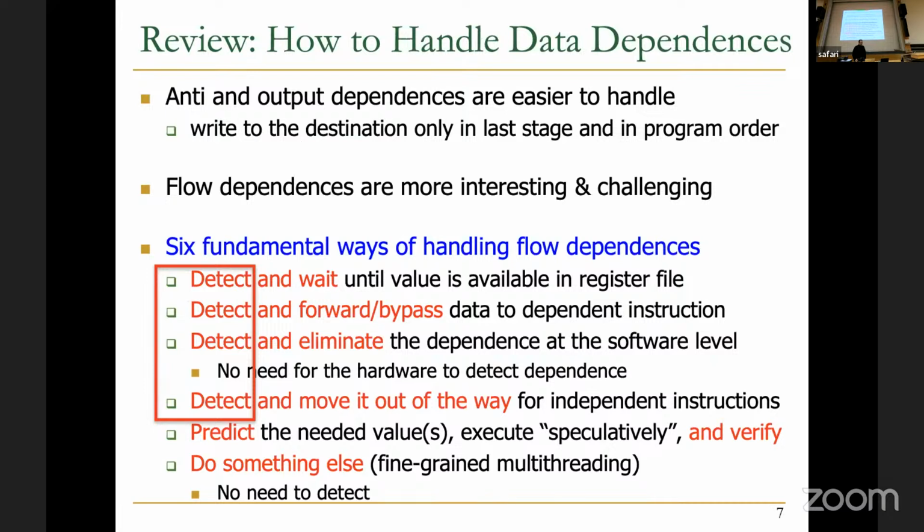So flow dependencies, which are read after write, are more interesting and challenging. And we saw we have six fundamental ways of handling flow dependencies. In the previous lecture, we mostly discussed how we can detect these dependencies so that we can stall to make sure that we don't execute wrongly. But today we also see how we can improve the performance.